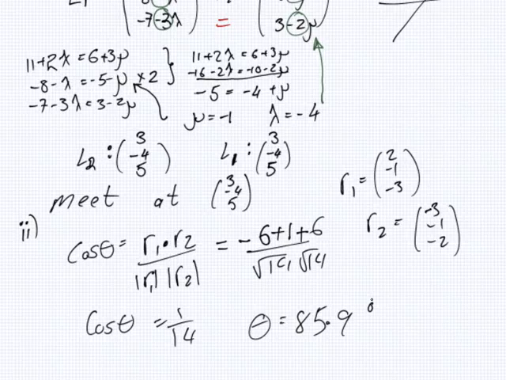Wait. Isn't that the same now? No, I got 1 over 7 last time. When you get the bottom, the magnitude, you know this from physics. Square root of the squares, Pythagoras. 2, 1, 3, and 3, 1, 2.